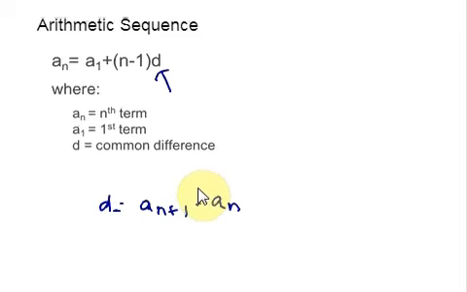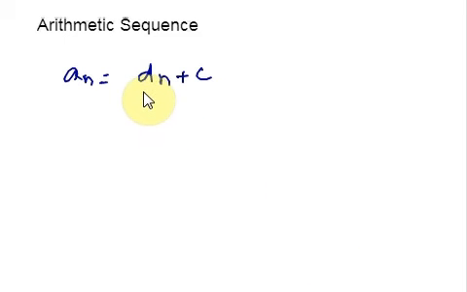Arithmetic sequence is a linear function. We generally use this formula, right? y is equal to mx plus b, where m is the slope and b is the intercept. So we write an is equal to a1 plus (n minus 1) d, where d is the common difference. General term can also be written in this way: common difference and the constant, d times n plus c.